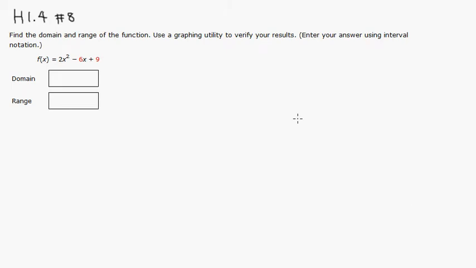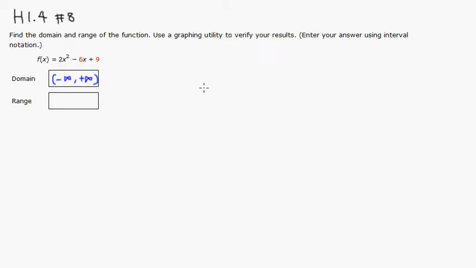Okay, let's look at homework 1.4, number 8. All right, so we have this quadratic function, and we want to find the domain and the range of that function. Right. So the first thing is that the domain is quite easy, because a quadratic function is defined everywhere, which means that the domain is all real numbers. So it goes from negative infinity to positive infinity.